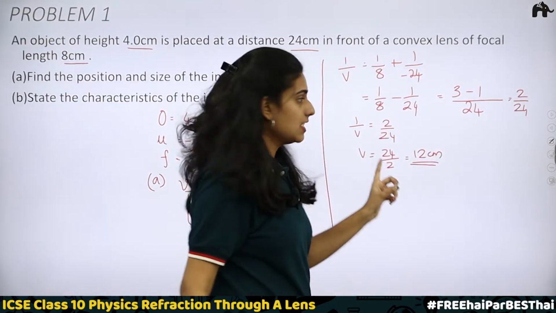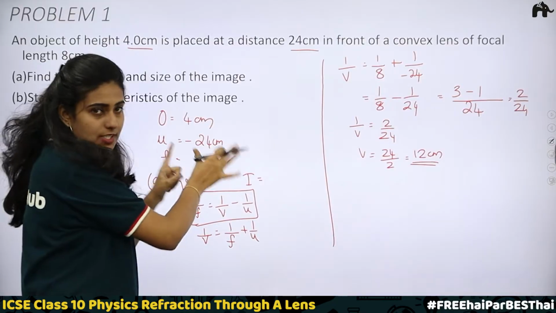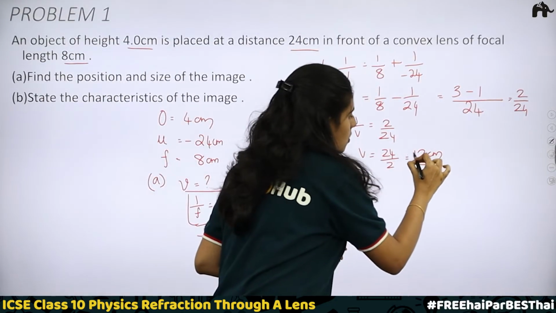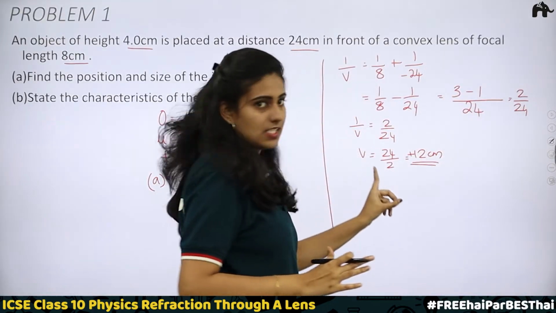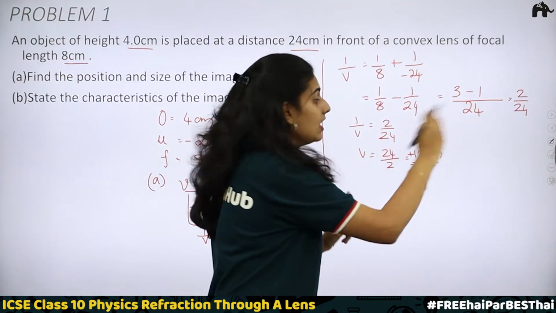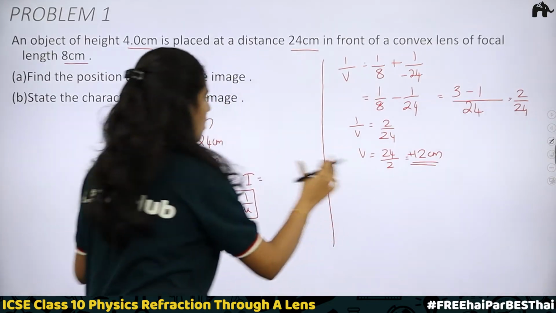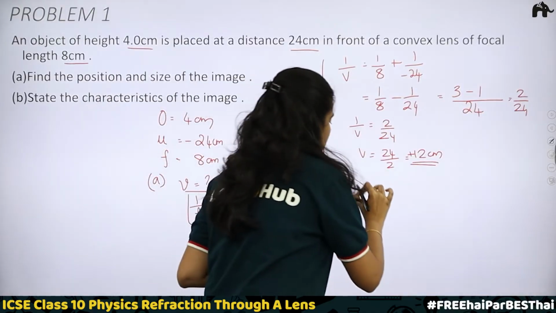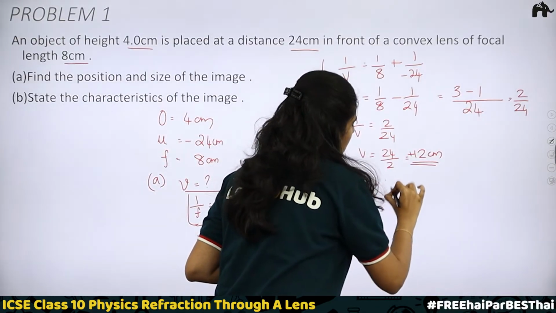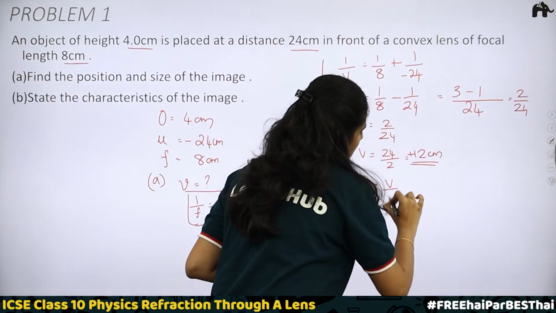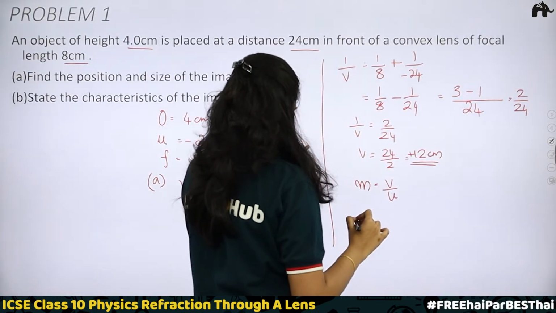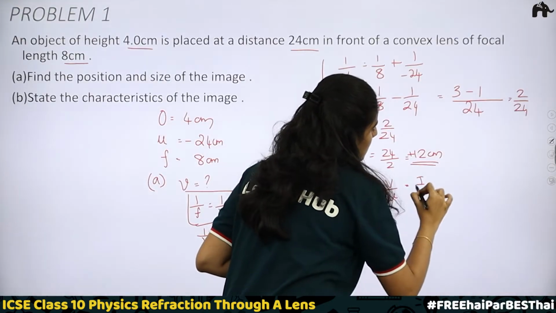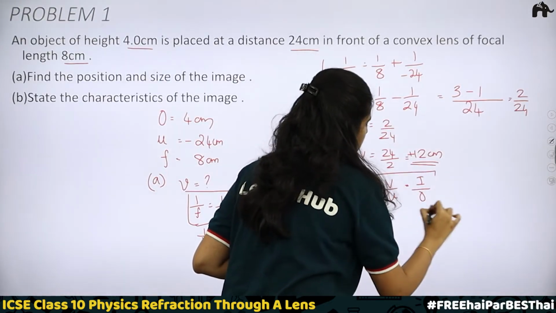Okay. Object distance, we have minus 24 centimeter. 24 centimeter, negative sign because it is on the left. Here we are getting positive 12 centimeter as the image distance. Positive means it is on the right side of the lens. Okay, so we got the image distance. Now we have to find the size of the image. To find size, we have magnification is equal to image distance by object distance, which is equal to height of image divided by height of object.